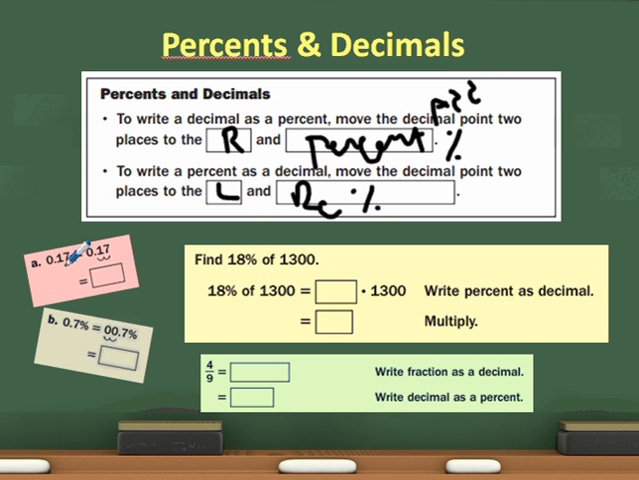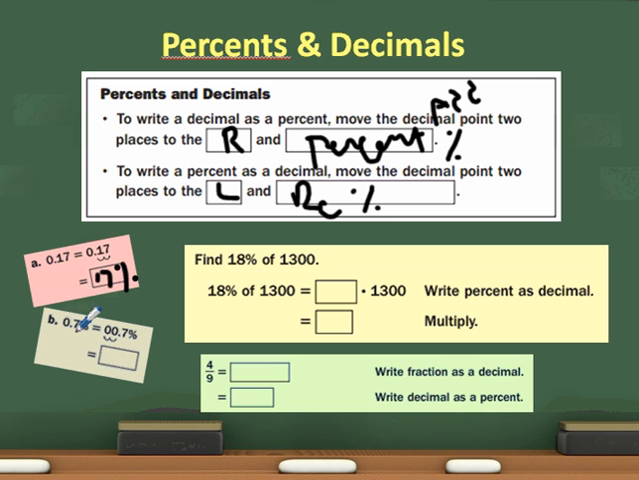Okay, so if we take this, we have 0.17. We want to make it a percent. So we are going to go 1, 2 places. So this becomes 17%. If I have 7%, then I need to move my decimal 2 places.